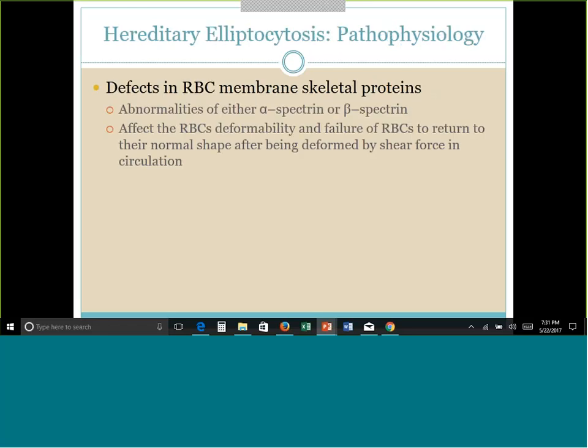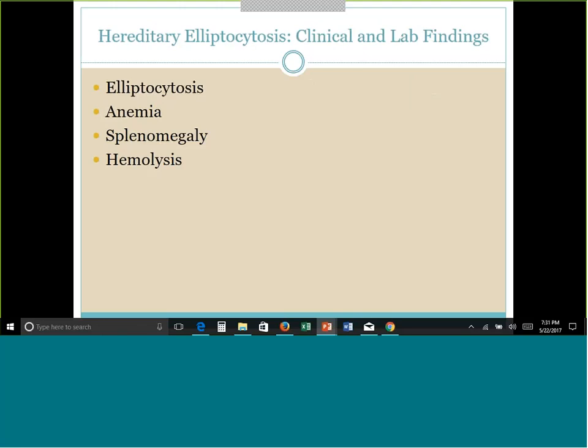All right, our next one is hereditary elliptocytosis. So again, this is a defect in the red cell membrane skeletal proteins. In this case, it is spectrin especially that is abnormal. So it will basically turn that shape into that elliptocyte shape, that elongated oval shape is what they will look like. So in the lab, in the smear, you're going to see definitely tons of elliptocytes, lots and lots.